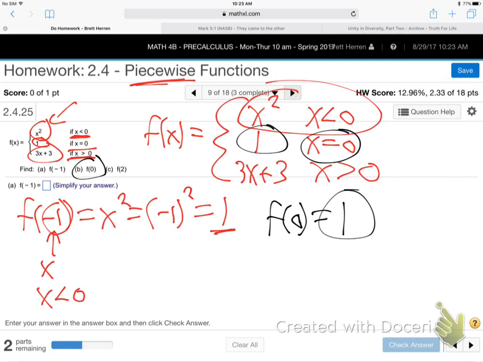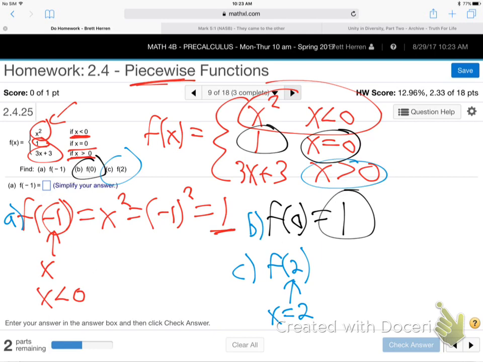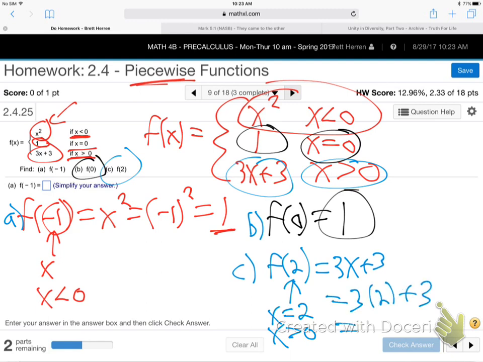So remember, yeah, good enough. And then finally, part C. That was part B. Part C, this was part A. Part C says, what's f of 2? For x is 2, which function do we plug in? Well, that's an x value greater than 0, positive. So you plug into 3x plus 3. So you plug in the 2 there. So 6 plus 3, 9. And we're done. So there's that question.